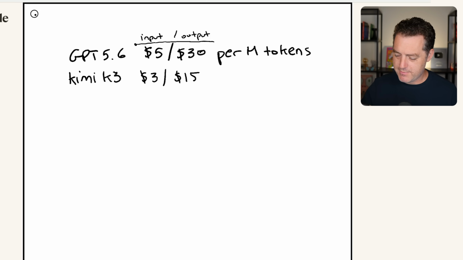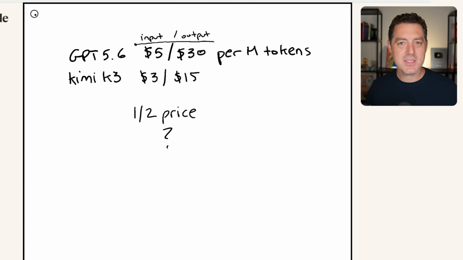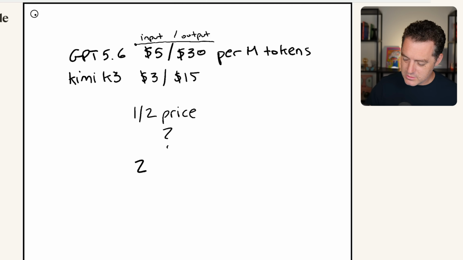So let's think about this math for a second. We have GPT 5.6 coming in at $5 per million input, $30 per million output. We have Kimi K3 coming in at $3 per million input, $15 per million output. And that means Kimi is effectively half the price. But is it? Because from what we've seen, it takes twice as many tokens for Kimi to think through and solve a specific task than it does GPT 5.6. And that is what I mean by not all tokens are created equally. So even though it's half price, what we're actually seeing is 2x tokens.